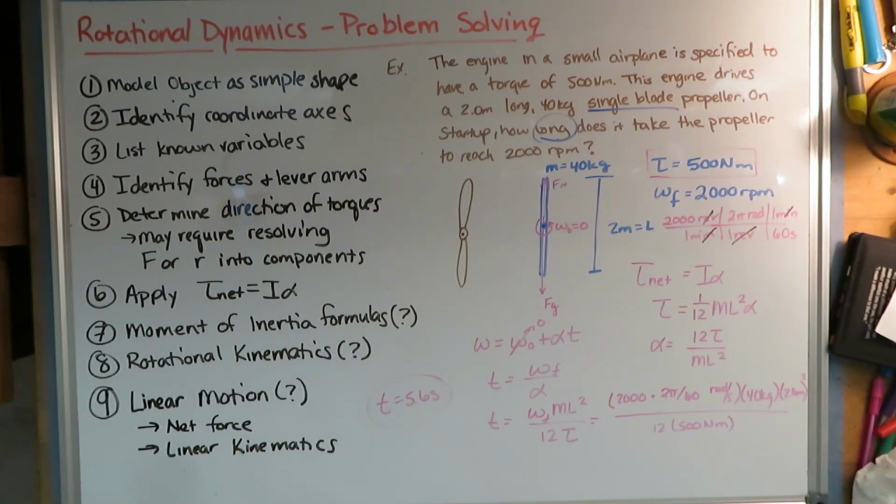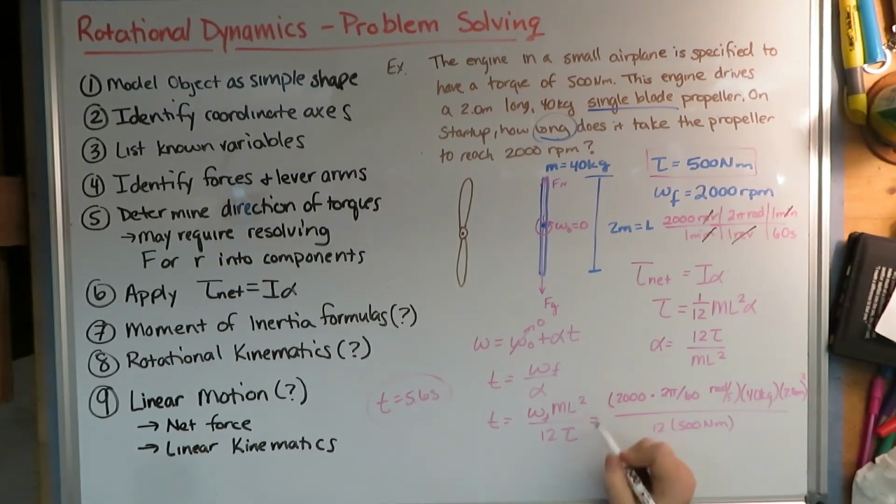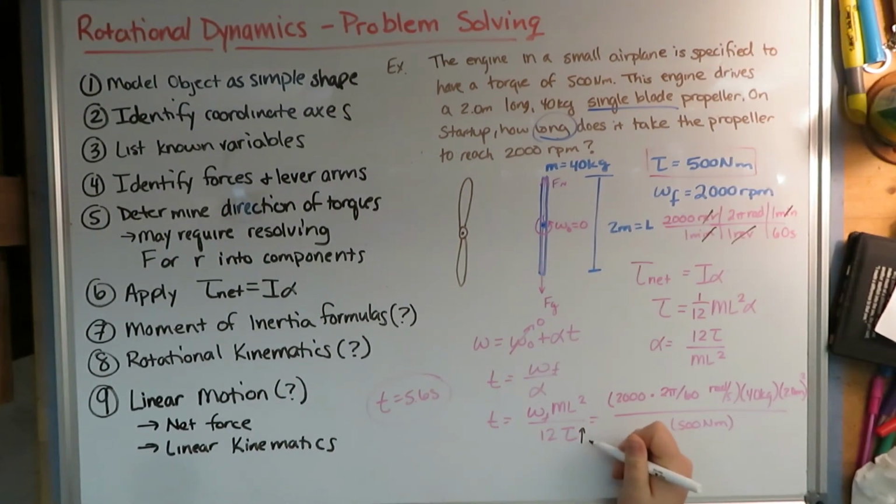So conceptually, if I look at this equation, basically if I have a larger amount of torque, then it's going to take a shorter amount of time for this to reach speed. So that makes sense. The same is true with car engines. If you want to have a really fast racing car, you need to have a high torque engine.